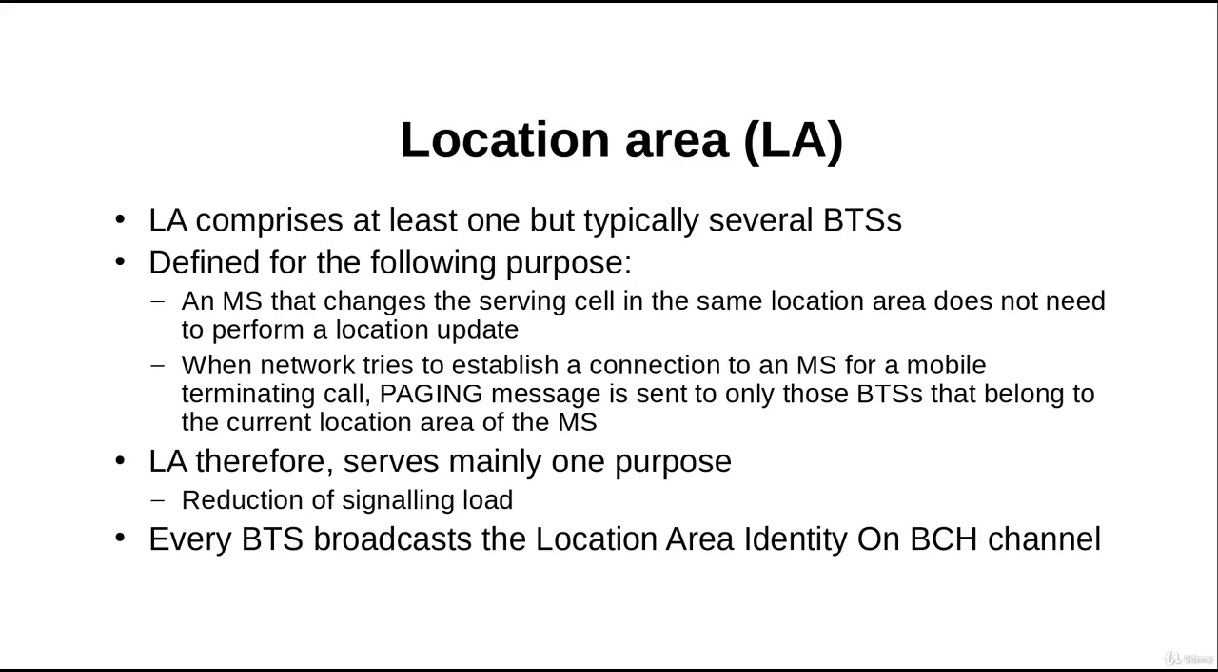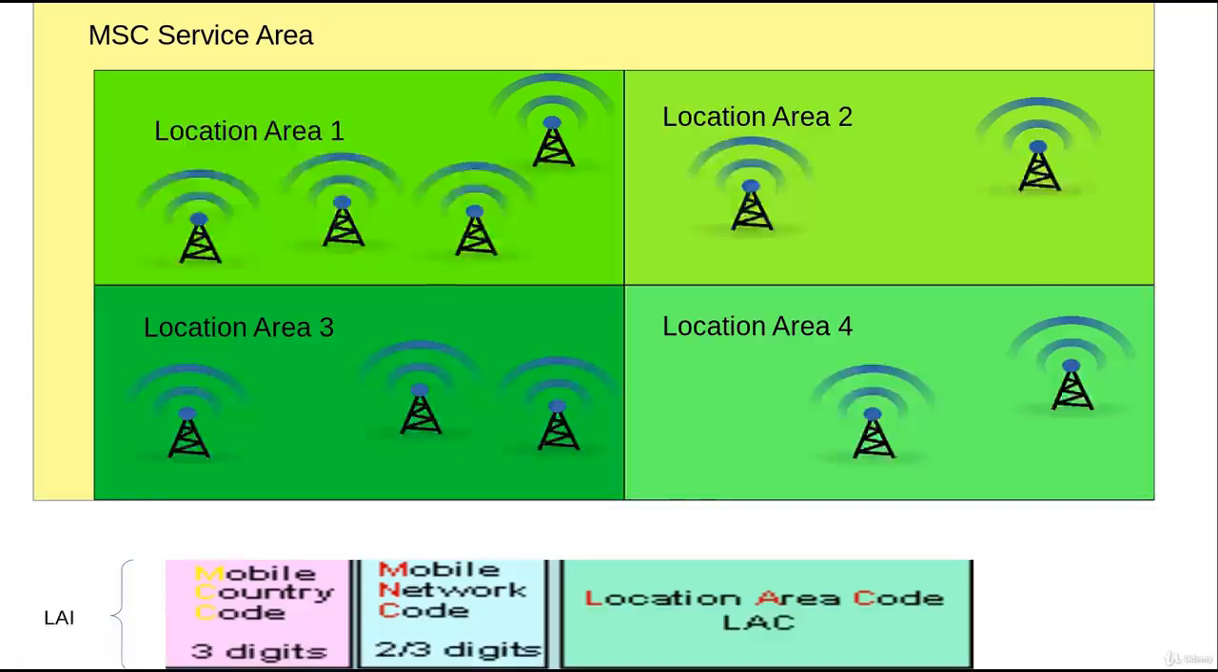And this location area is broadcast by the base station on the broadcast channel, that is the BCCH channel. On the BCCH channel of a base station, its location area identifier or location area information is broadcast.